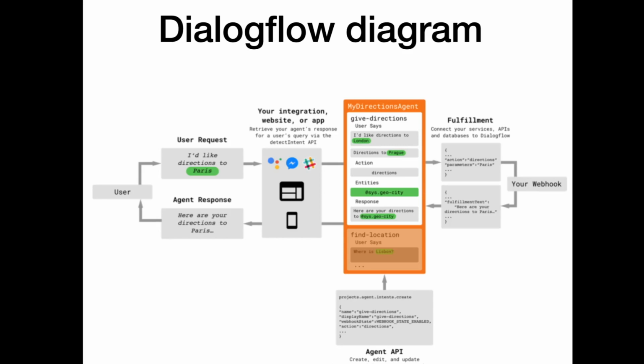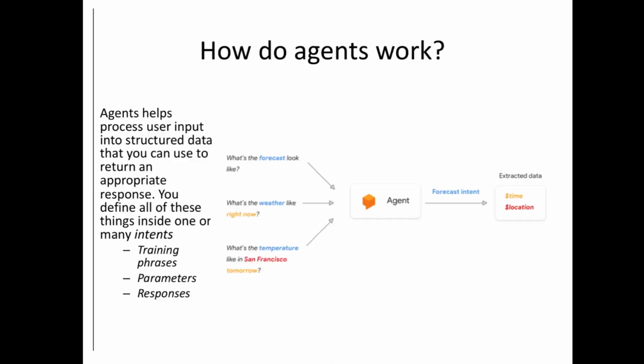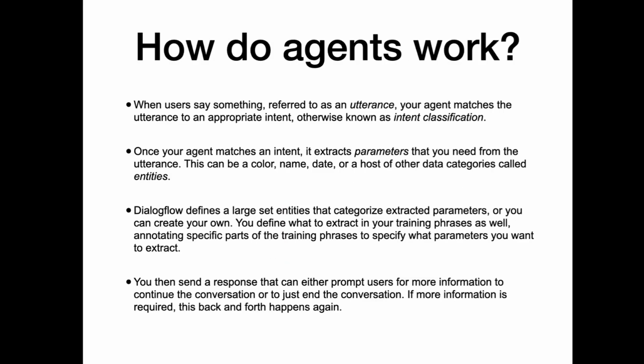Okay, so we were going to learn each step of this Dialogflow diagram. So let's just run through. This is from Dialogflow's documentation. How does the chatbot really work? Or how does Dialogflow work? So when users say something, the term there is called utterance. So when you type something into your messenger, you call that an utterance. Then your agent matches the utterance to an appropriate intent. Okay, so the intent is something like a task for that chatbot.